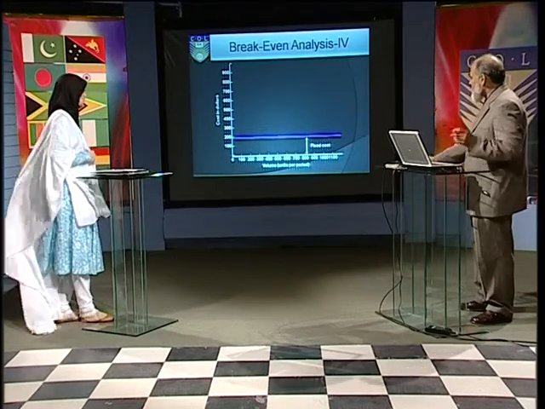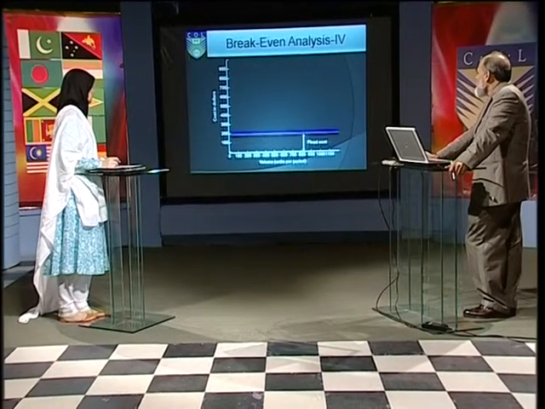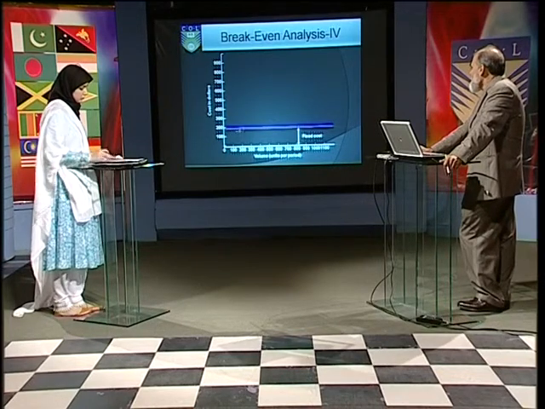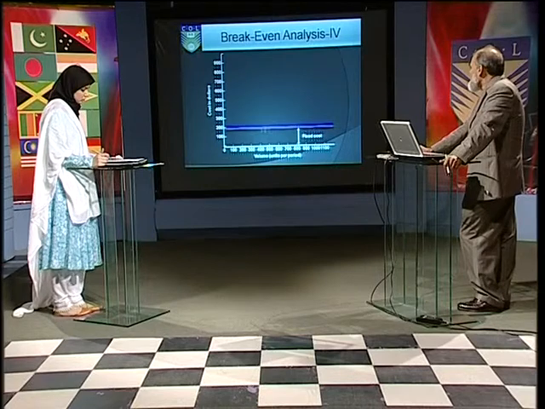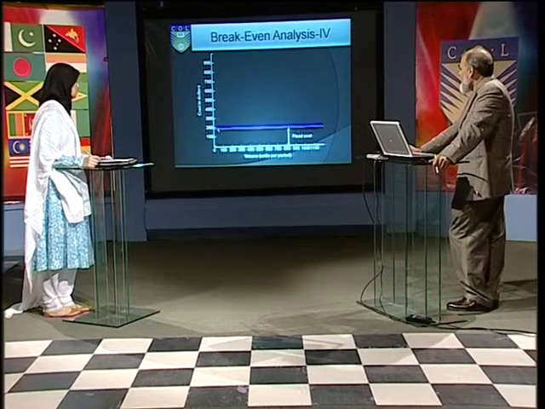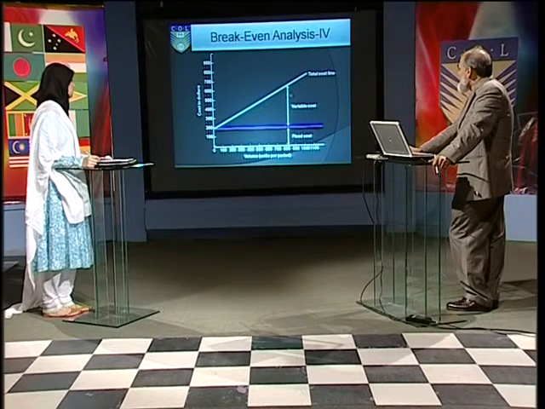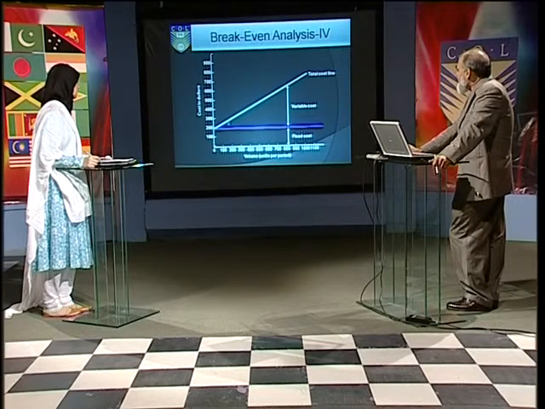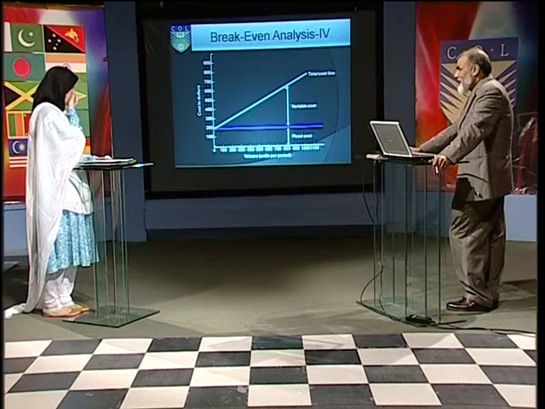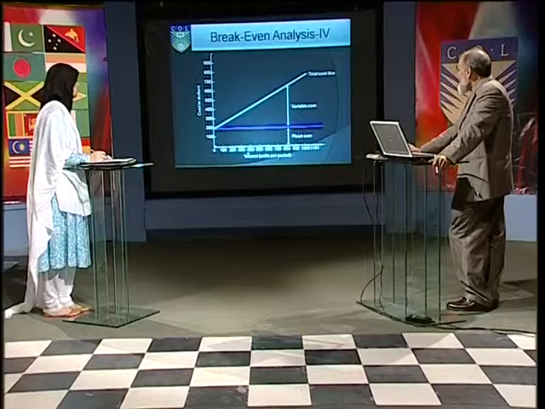Look at this diagram. This tells us cost in dollars and volume in units per period of time. Regardless of how much you produce, 100 units or 200 units or 1,000 units, your fixed cost is going to remain. This line is a depiction of our fixed cost. Now, this line is a total cost line, and it tells us this is the variable cost. As you increase the output, as your number of units increases, your total cost curve increases. It means your variable cost is linked with the number of units you produce.